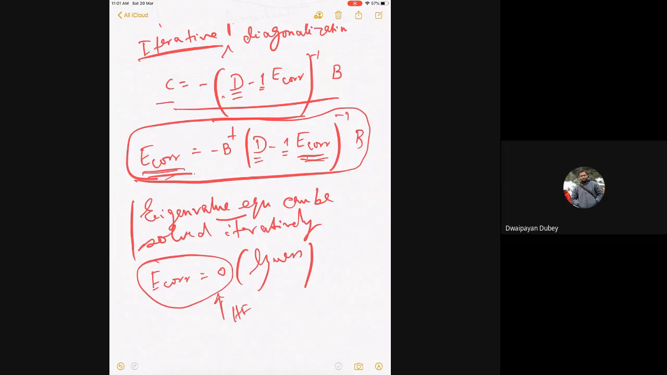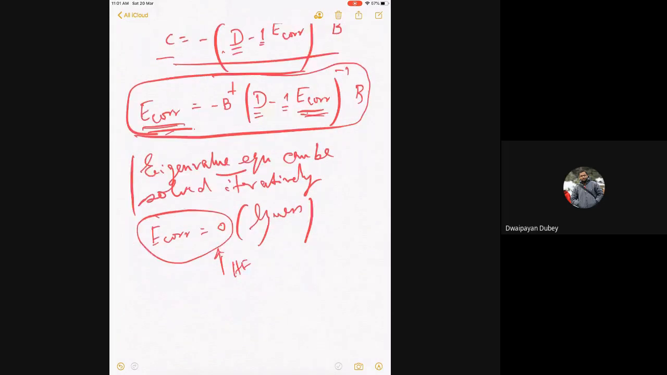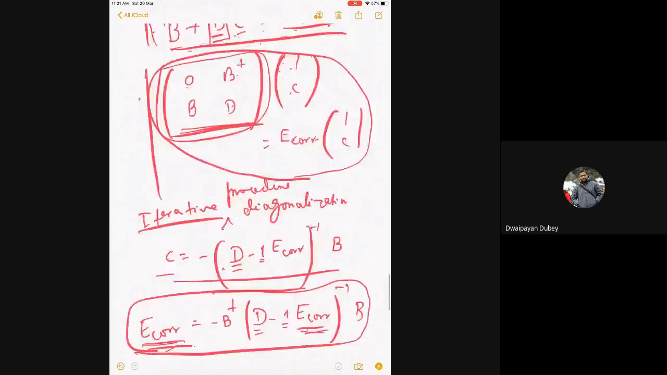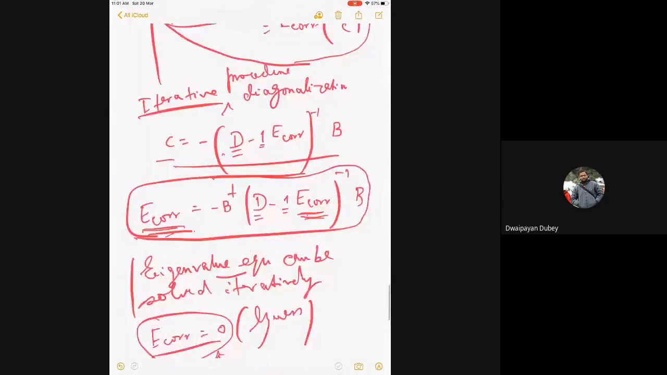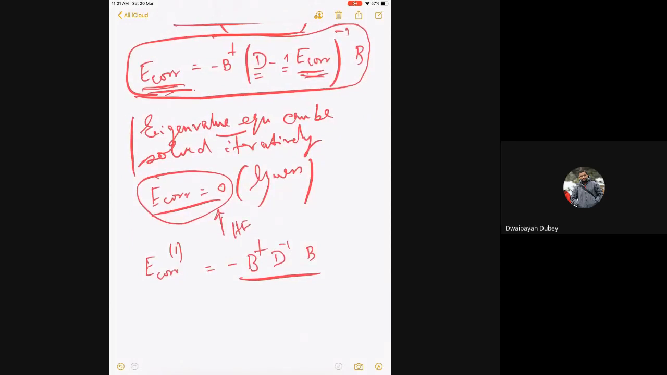So this is another way of looking at the CI problem. And clearly, in the very first guess, if E correlation is 0, what will be the first guess? I can write E correlation in the first approximation as equal to minus B dagger, this will become 0, D inverse B. But D is that matrix. Don't forget what D is. D is this matrix: H minus E Hartree-Fock between doubles and doubles. So that is a square matrix, of course, because doubles on this side, doubles on this side. So invert that matrix, do a column B on the right, a row B on the left. Multiply and take a negative sign.